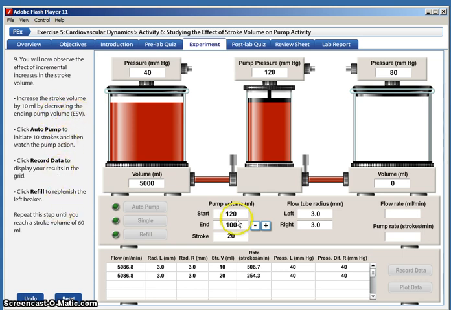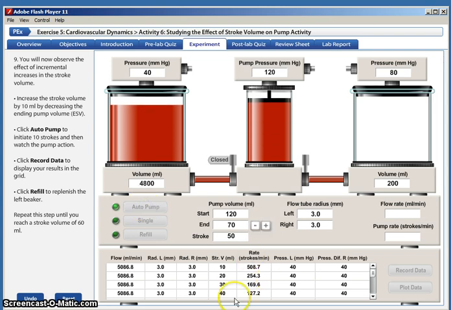Click auto pump, record, refill. So now we're going to increase it by 10 each time by decreasing this. All right? Auto pump. Yeah, look at that pump slowing down. Record, refill, right? Down to 80. And we have to get it down to increase the stroke volume by 10. Auto pump. Slowing. Record, refill, right? 70, auto pump.